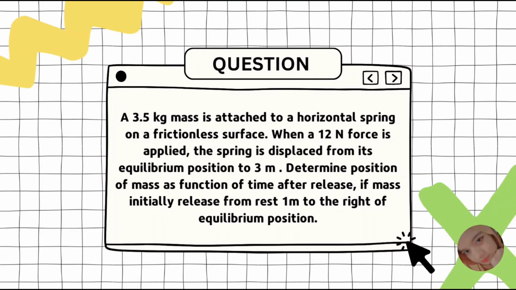Next, before we go further, let's read the question. A 3.5 kg mass is attached to a horizontal spring on a frictionless surface. When a 12 Newton force is applied, the spring is displaced from its equilibrium position by 3 meters. Determine the position of the mass as a function of time after release, if the mass is initially released from rest, 1 meter to the right of the equilibrium position.